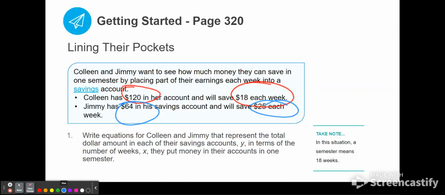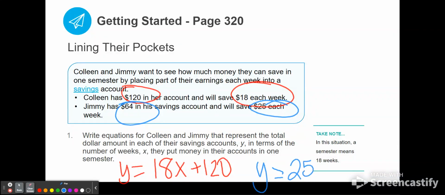This is something we've been doing. So if I look at Colleen's, it's going to be y equals, what is the number that stands alone? It's going to be my 120, so it's going to be y = 18x + 120. So she starts with 120 and she gets $18 each week. When we then talk about Jimmy, again, we have y equals. He's going to start with $64, but he is saving $25 each week. So y = 25x + 64. This is something that we have been doing for a really long time, so you should be very familiar with this.